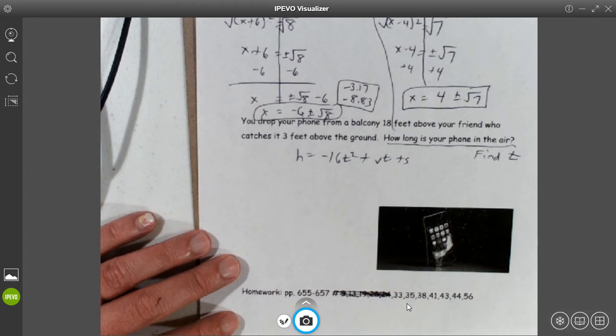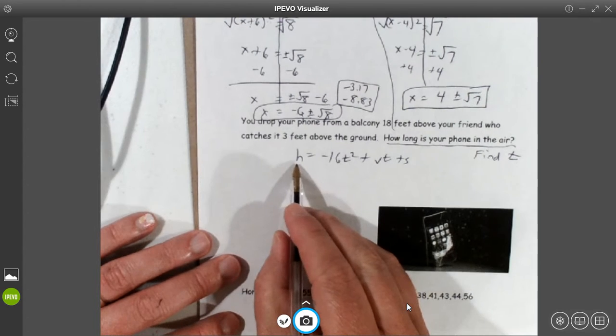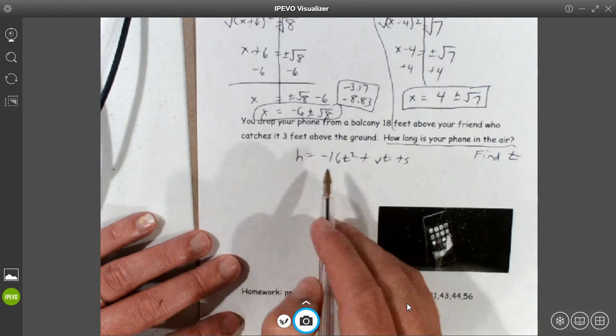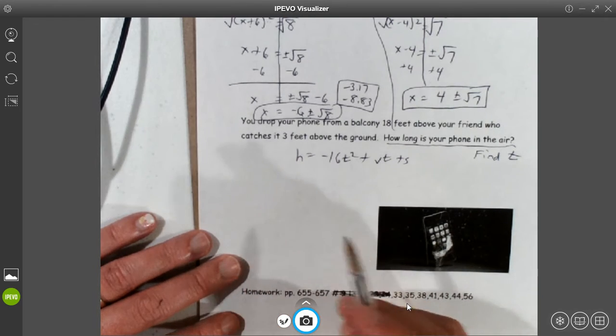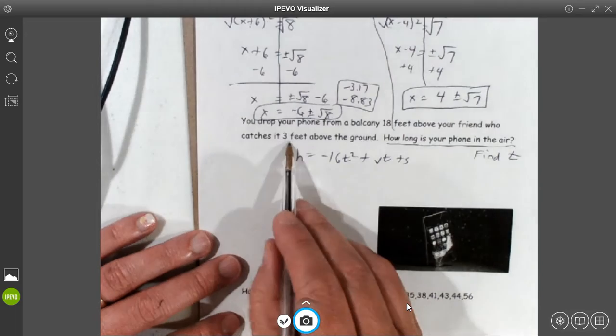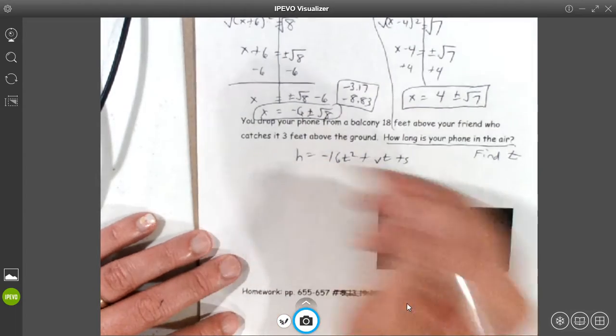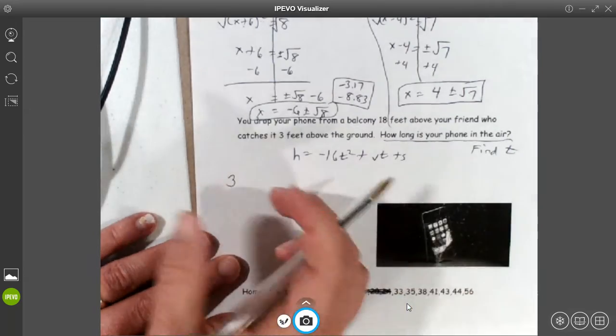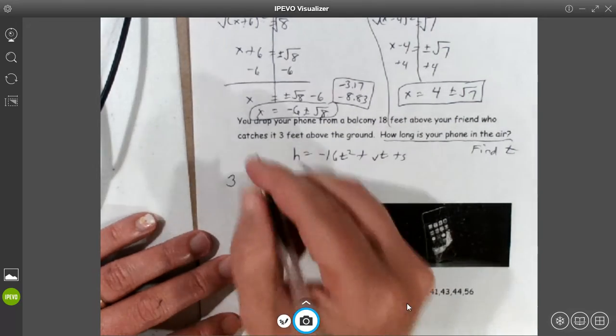So let's fill in what we know. Well, the height: we've got two different heights, but one of these is the initial height, and one is the height at the end. The 3 feet is the height at the end of it. I'm just going to slide this over here because I'm going to run into my picture. So 3 is going to get filled in for h.